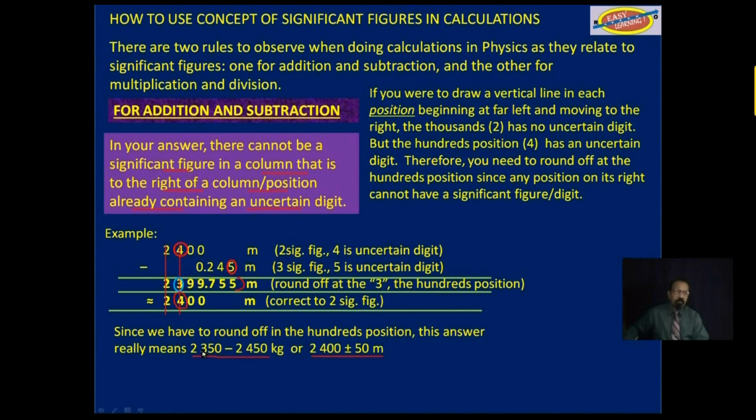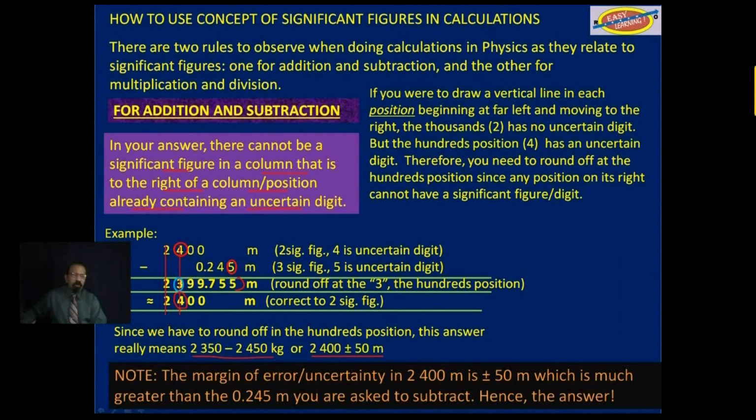And the range is 50 more to 50 less of that. Now, this is what you use for addition and subtraction. If you notice, we subtracted this number, 0.245, from 2,400, and our answer is still 2,400. And that is because your margin of error in the first number, which is 50 plus and 50 minus, is much greater than this 0.245, and therefore you get the same answer.